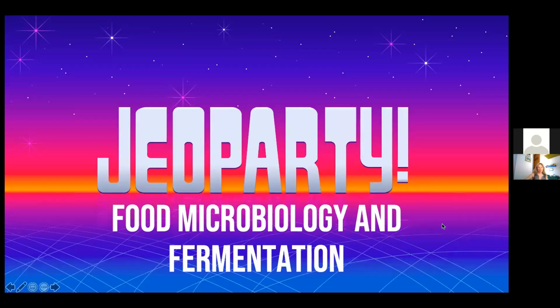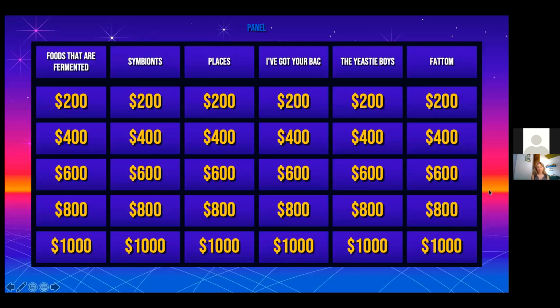So this is Jeopardy. Lauren, will you be able to read out the chat answers? Yep. Awesome. For this, we have foods that are fermented, symbionts, places, I've got your back, the Yeasty Boys, and FATTOM. Whoever wants to go first, pick a dollar amount in a category. Adrian says FATTOM for 1,000. Going way high. I like that.